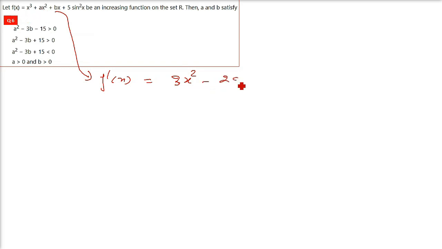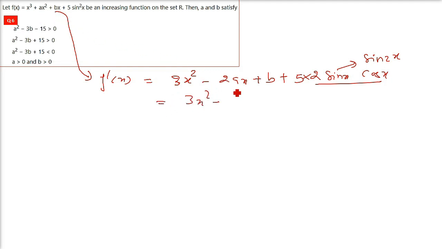Ax square is 2ax. Bx is b only. So we have this as plus 5. Sin square x is 2 sin x, then differentiation of sin x is going to be cos x. So we have this 2 sin x cos x can be written as sin 2x. What do we get? 3x square. This is plus. So why did I write negative? It's a slight mistake. I'm making it plus. Plus 2ax. Plus b. Now this is going to be plus 5 sin 2x. This is sin 2x. I'll just write it as sin 2x. It has to be greater than 0.